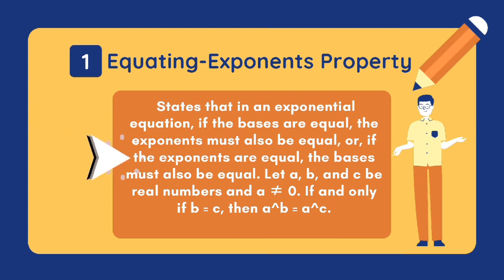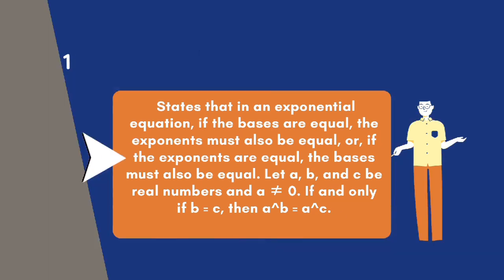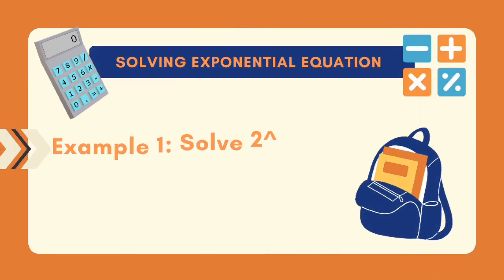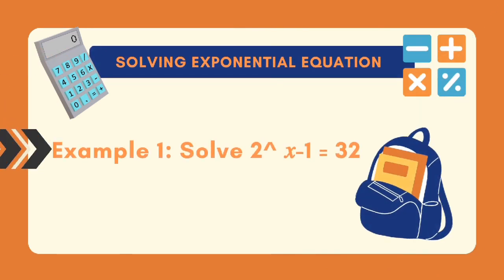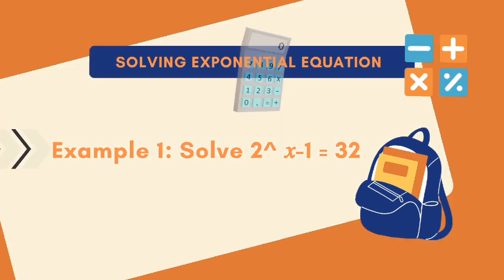Let a, b, and c be real numbers and a not equal to 0. If and only if b equals c, then a raised to b equals a raised to c. Let's have an example. Solving exponential equation. Example number 1. Solve 2 raised to x minus 1 equals 32.